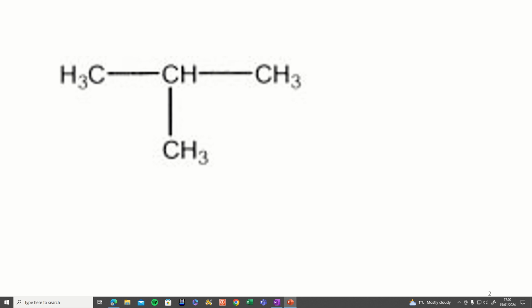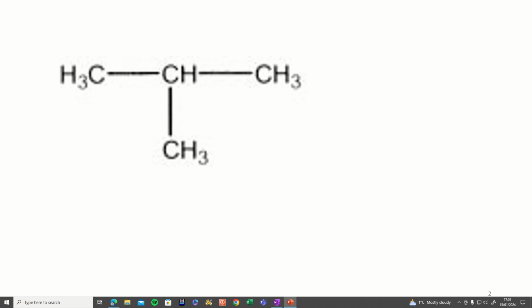Some of these will look a bit strange, but hopefully by the time I work through a few, you will be able to see where the formulas are coming from, and you'll be able to turn names and structures into skeletal formulas, and turn skeletal formulas back into names and structures. So let's take the first one here.